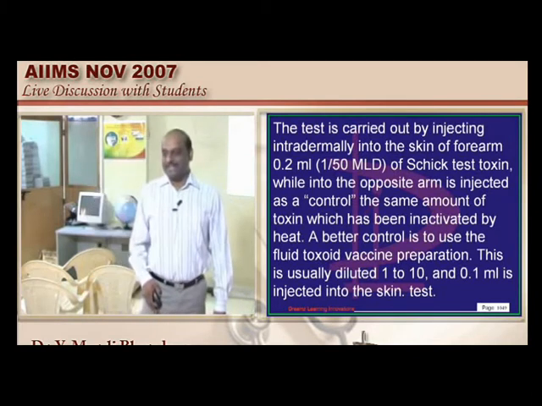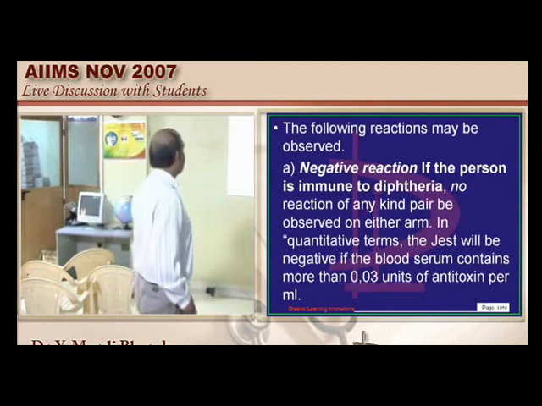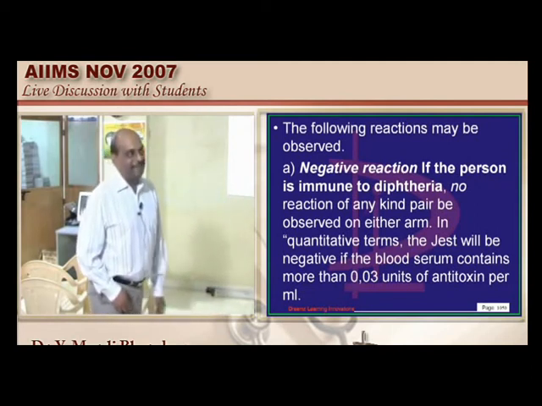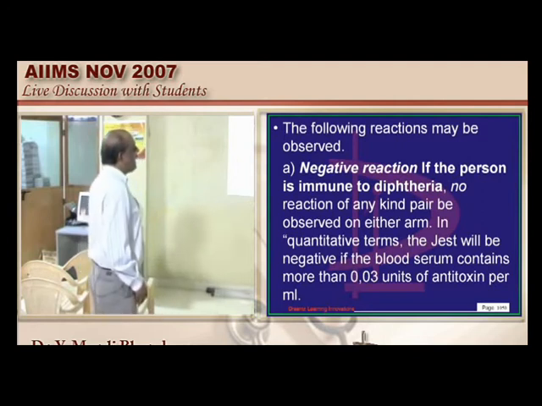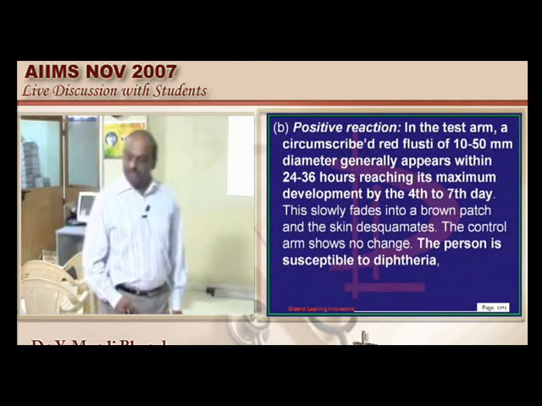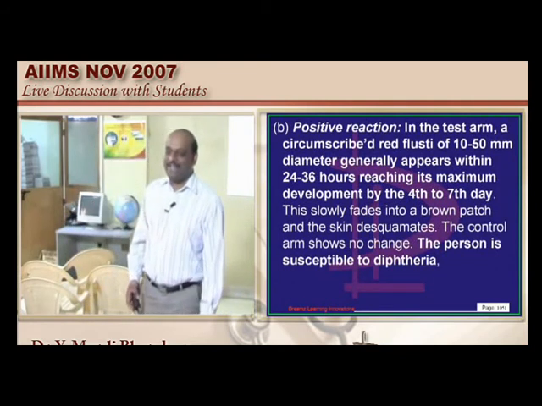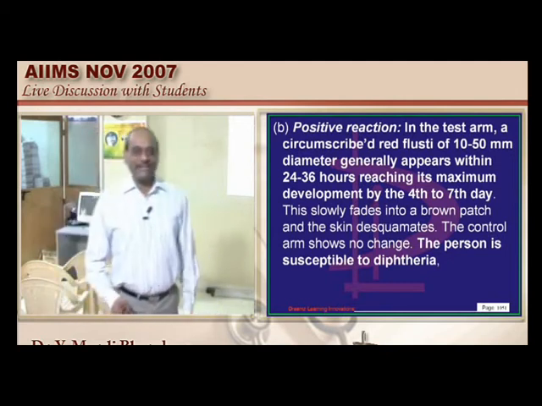Okay, what is your guess? Natural guess. Negative means the person is immune to diphtheria, and a positive reaction is typically if he is susceptible to diphtheria. Can we use the same rule for man too? If we apply, it will be fatal. We can't apply the same rule, right?